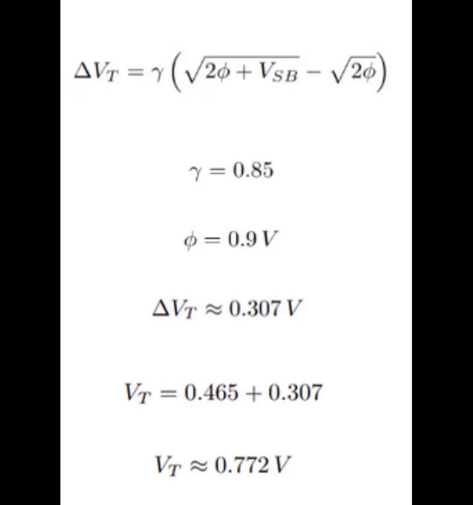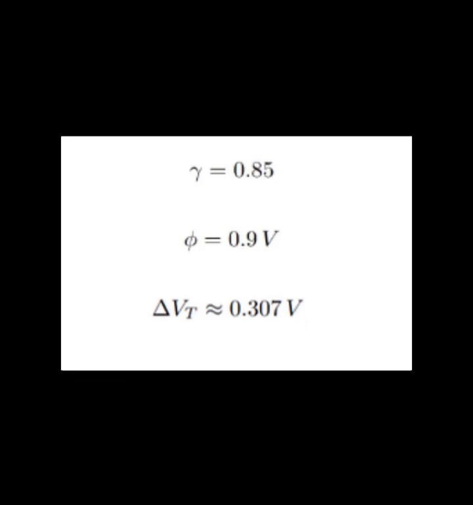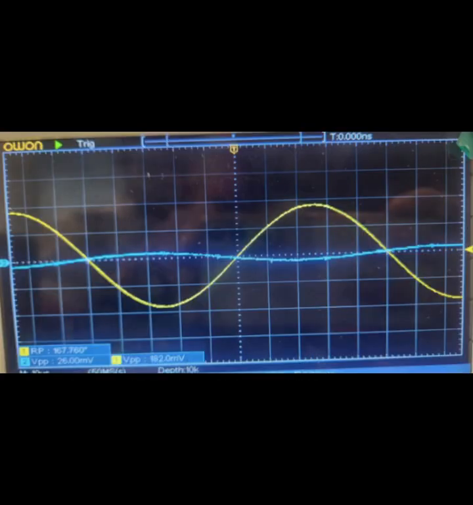The drain resistor was selected to ensure that both the current mirror and the amplifier transistor operate in the saturation region, providing a linear amplification. Finally, the voltage gain was measured experimentally with an input signal of 26 millivolts peak to peak. The output reached approximately 182 millivolts peak to peak, resulting in a measured voltage gain of about 7 volts per volt, which agrees well with the theoretical calculations.